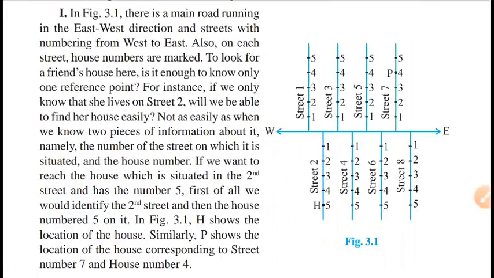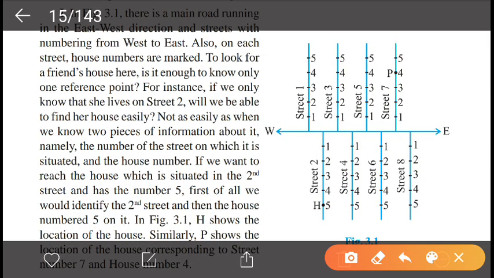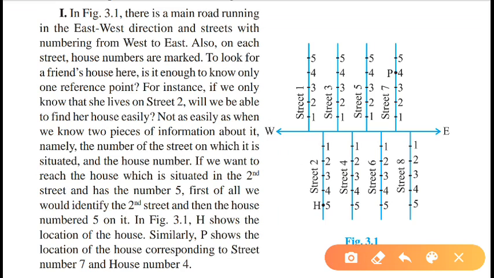So here you can have a street, a road which is running from east to west, and it is having streets with numbering west to east. Street number 1, 2, 3, 4, 5, 6, 7 and 8. So you are able to see the different streets over here which have been named 1, 2, 3, 4, 5, 6, 7, 8. Now suppose one of your friends is living on one of these streets.